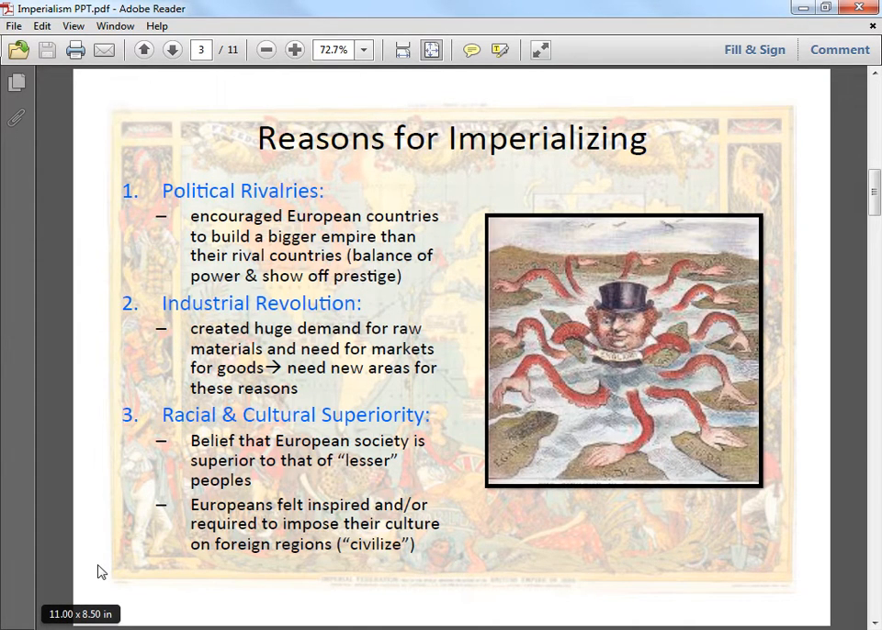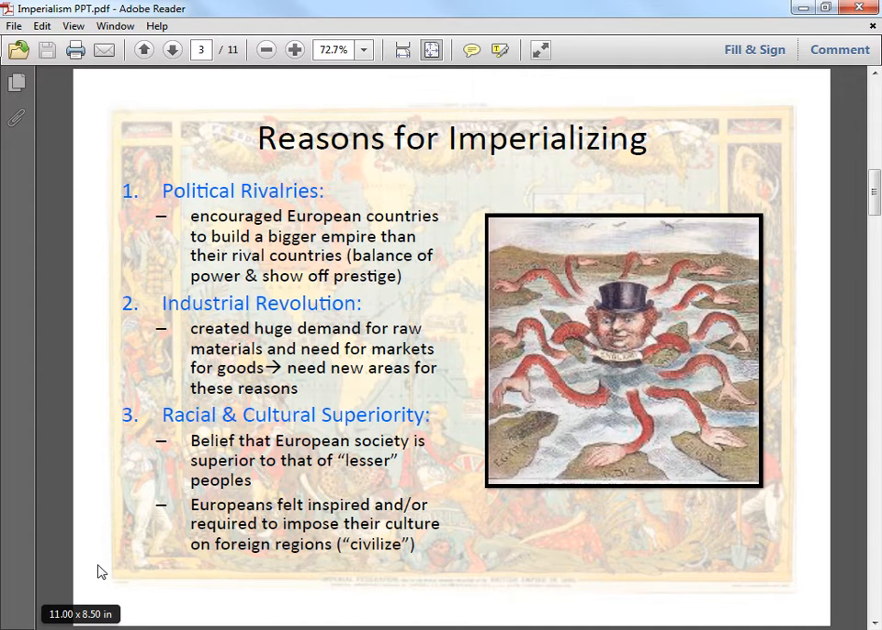So there are several reasons for imperialism. Number one is political rivalries. So European countries, Spain, for example. Spain had lots of colonies. They were one of the very first ones to colonize. But Germany, newly formed Germany, wants to be just as powerful as Spain is. They want to have just as much money and just as many colonies and territories. So they're going to have to go and get their own colonies.